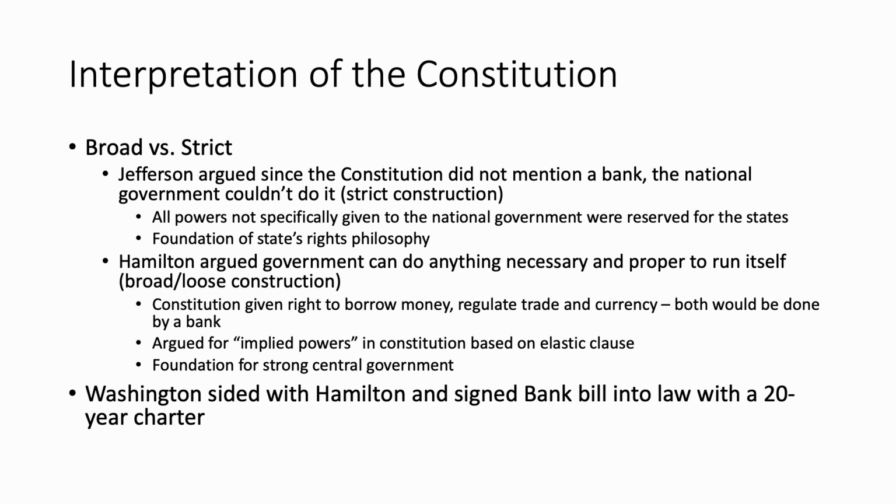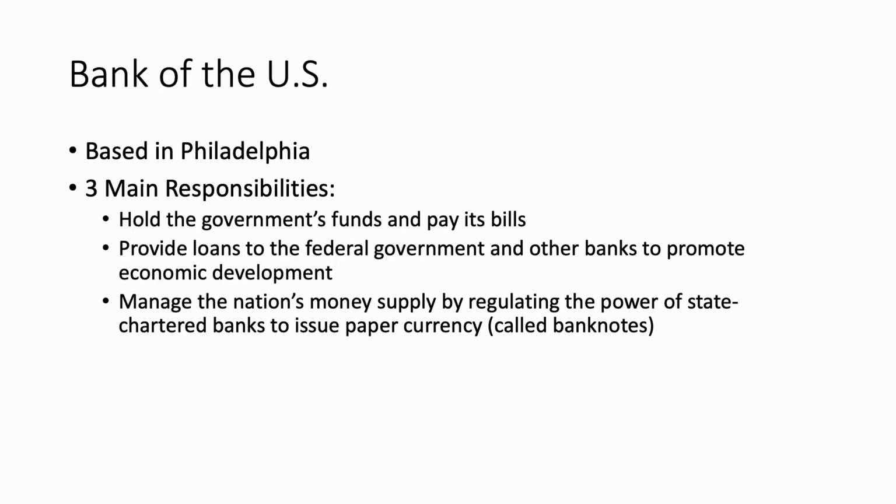Washington ended up siding with Hamilton on this one, and he signed the bank bill into law with a 20-year charter. He said, okay, let's give this 20 years, see if it works. So what did the Bank of the U.S. do? They had three main responsibilities: to hold the government's funds and pay its bills, provide loans to the federal government and other banks to promote economic development, and manage the country's money supply by regulating the power of state chartered banks to issue paper currency known as banknotes.